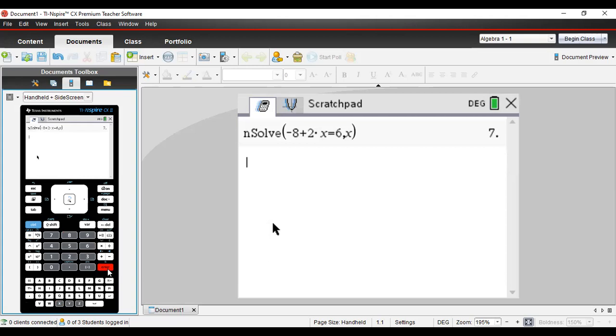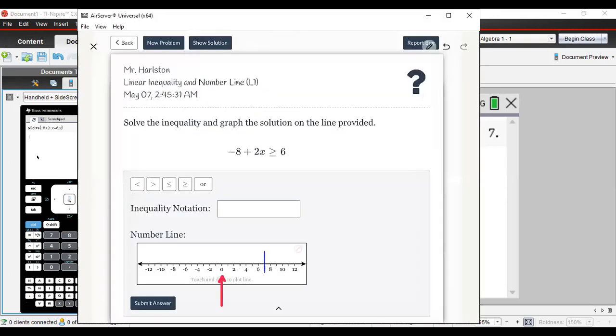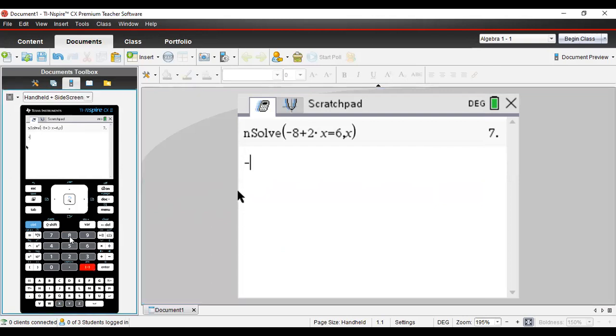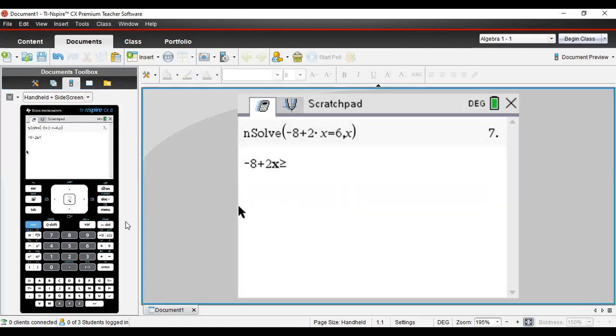And it tells us that the boundary is 7. So if we go to my iPad, we'll see that the boundary is over here. It's going to be 7. The question is, is the answer going to be less than 7 or greater than 7? Well, let's go back. We still have that zero stored in x. So we're just going to type in the inequality: negative 8 plus 2x is greater than or equal to 6.